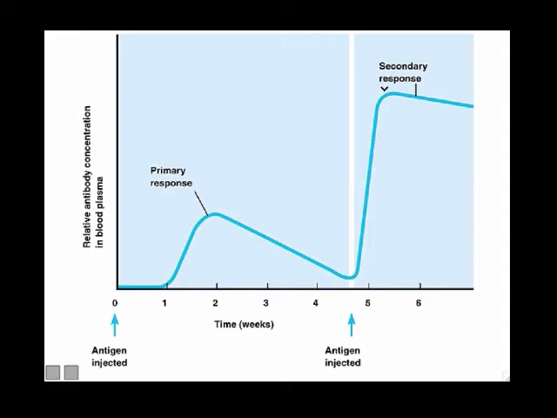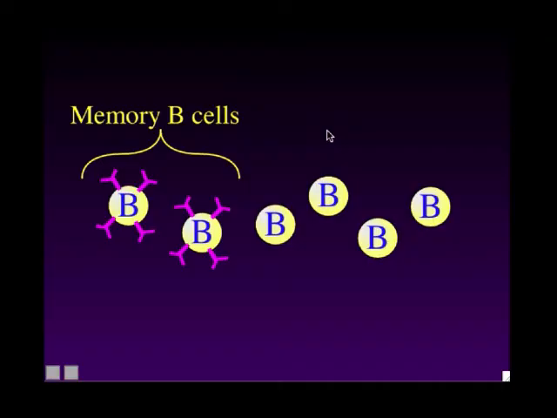Okay, so again, the memory B cells are the ones that hold on to their antibodies. They don't join the fight against the pathogen, at least not the first fight against it. But notice that most of those clones of the B cell did secrete their antibodies into the blood and the lymph.